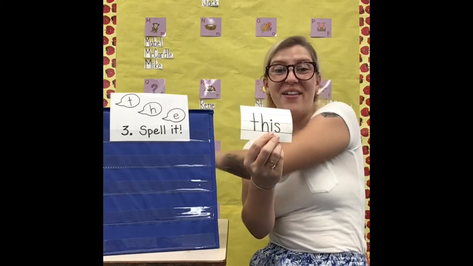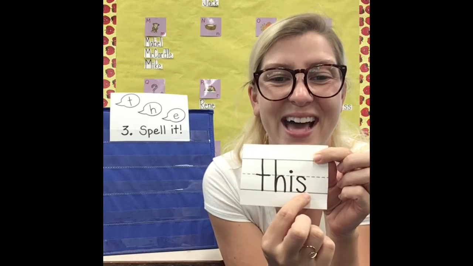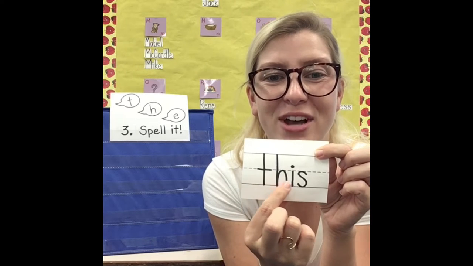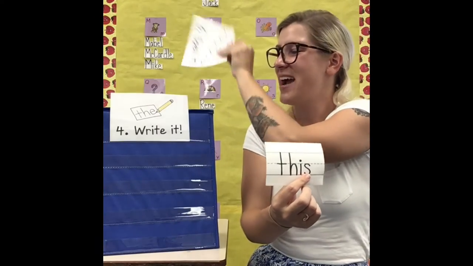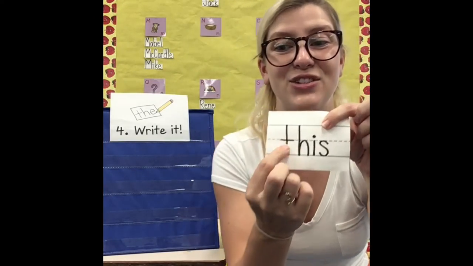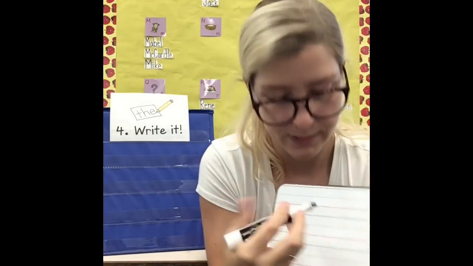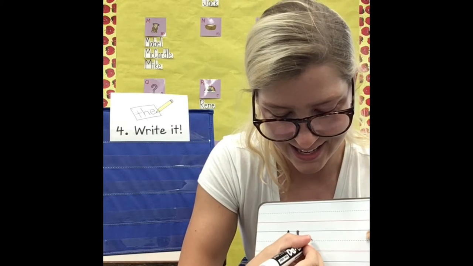Let's spell the word this. T-H-I-S. This. One more time. T-H-I-S. This. Now let's write the word this. It's going to start with a tall T. T goes down and then across. And then it's the letter H. Tall H goes down and a little bump. I is small.